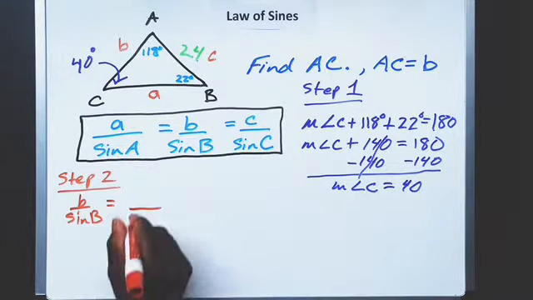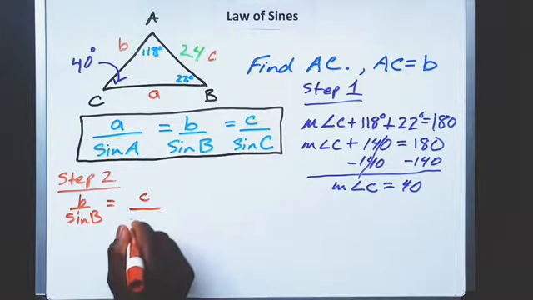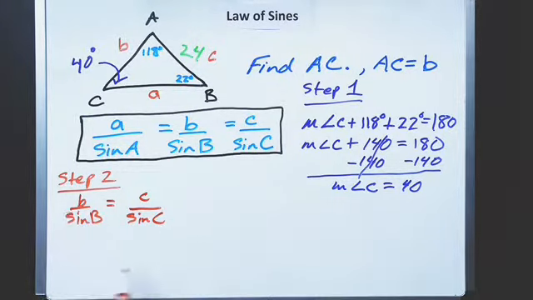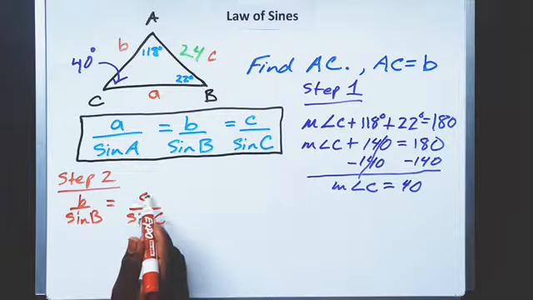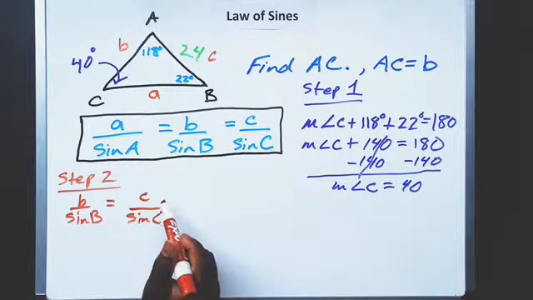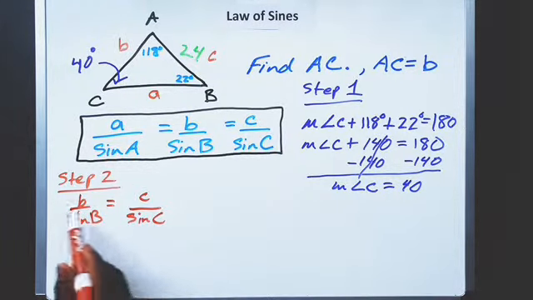So then we write c over sine C. This is the proportion, and now we're going to substitute. So we have b over sine B equals c over sine C. We know what the angle of B is, we know what the side length of c is, and we know what the angle of C is. Therefore, in this proportion, we can solve for b. So let's go ahead and substitute.